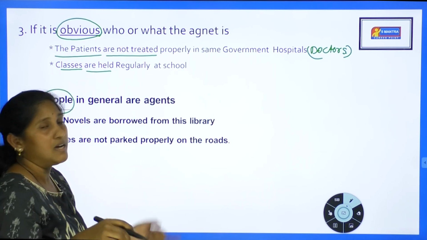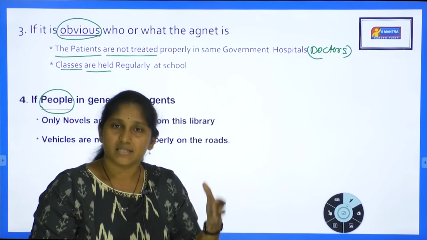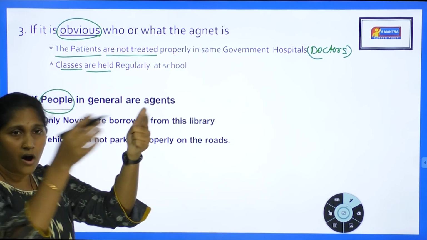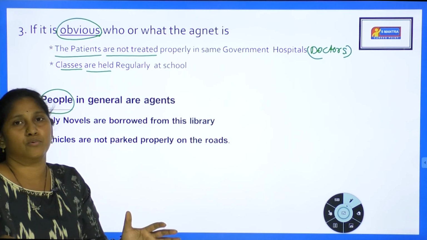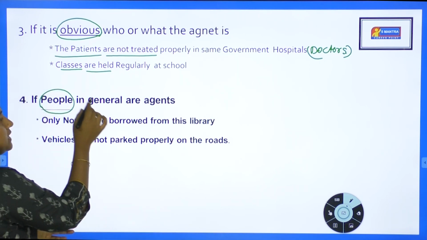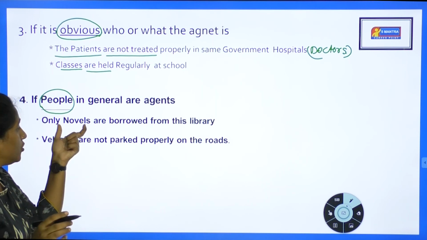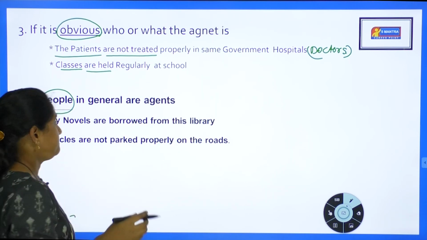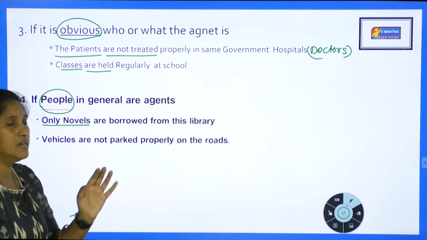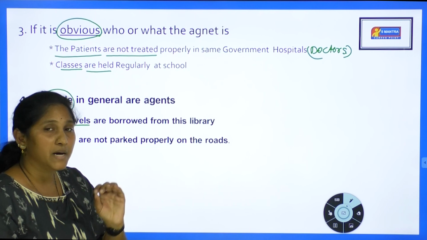People are the agents here. Till now we have discussed the agent is something or somebody. But here the agent is all together. People, all the people. The action is applicable to all the people. Okay. People in general are agents. For example, only novels are borrowed from this library. Generally, novels are borrowed from this library by whom?